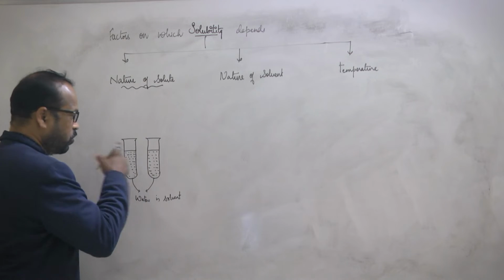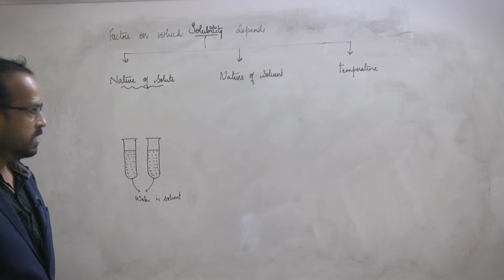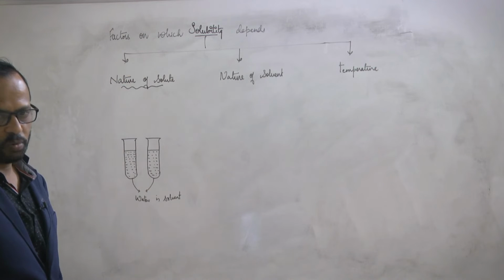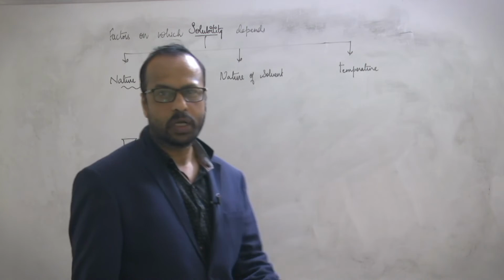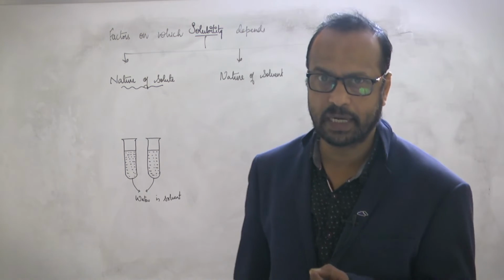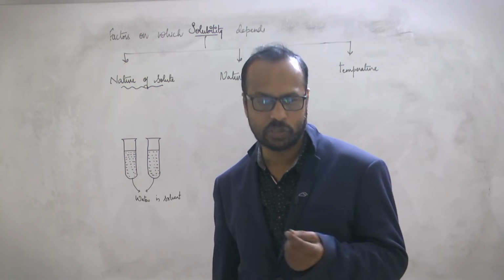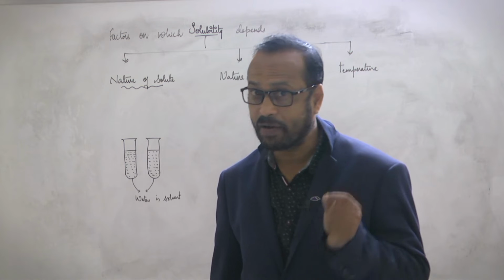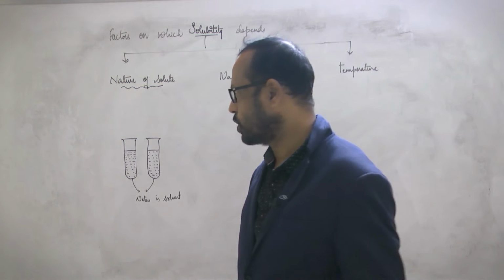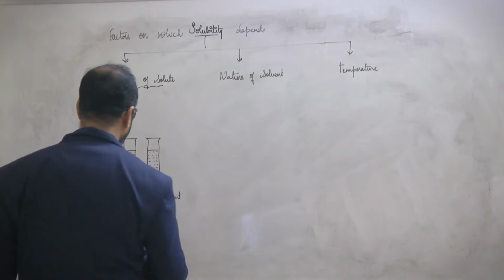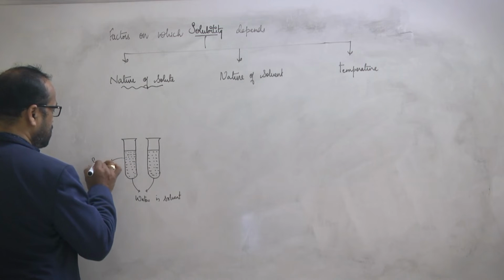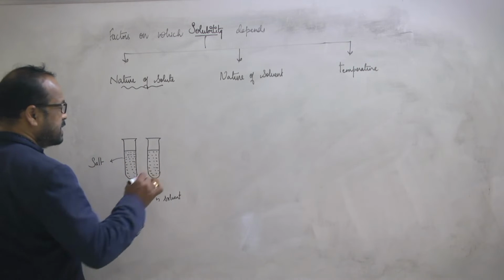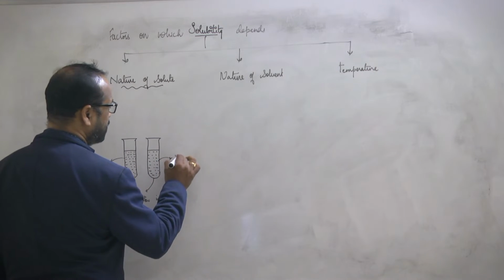Okay, because I have taken more quantity of water in these test tubes. So water is a solvent, right? Now I will take two substances. One I will take is salt, and the second one I will take is naphthalene powder. First I will take the salt, and the second one I will take naphthalene.